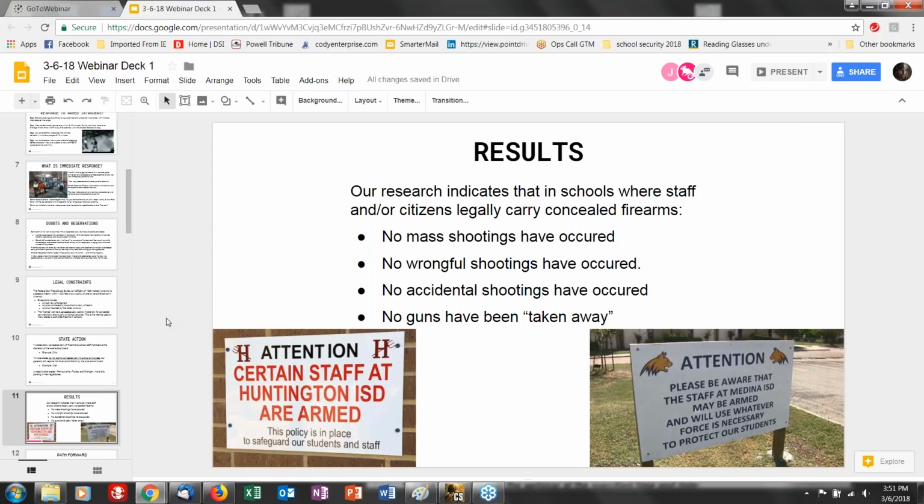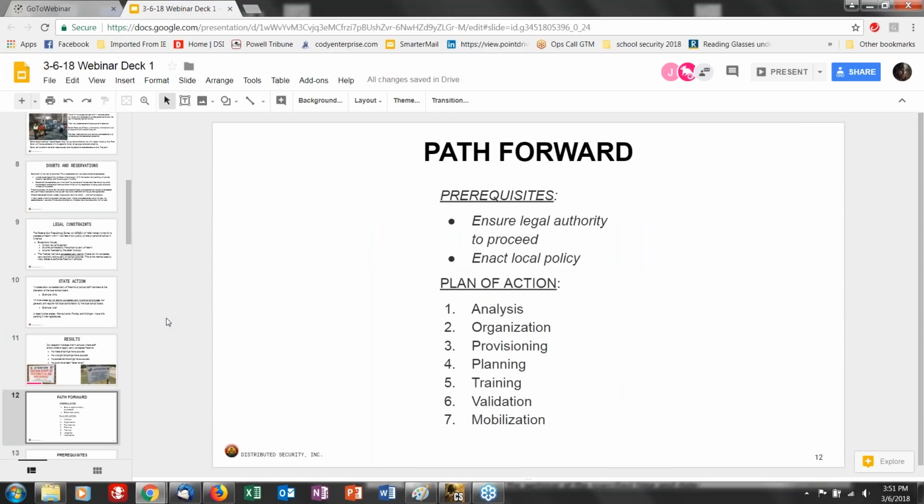So here's a path forward for a school or a district who wishes to proceed. We've spoken of the need, we've spoken of the feasibility, so now let's talk about how to move forward. First, there are a couple of prerequisites that have to be met. You have to ensure that the legal authority to proceed exists, and you have to enact a comprehensive and well-considered local policy. And then you can proceed on the plan of action that we're going to recommend, and I'm going to speak to each of those 7 points in turn.